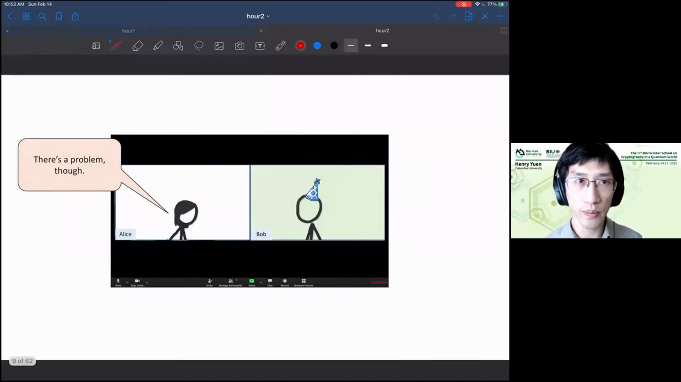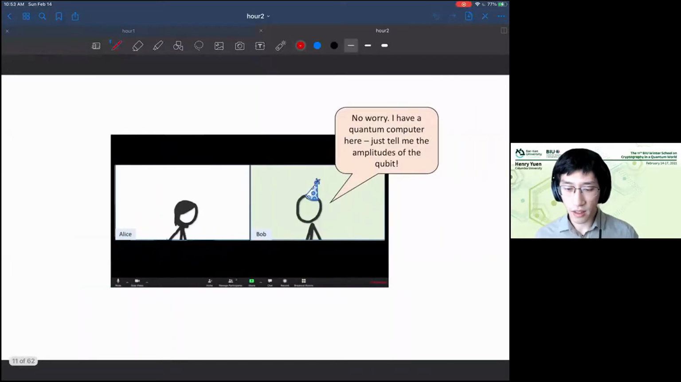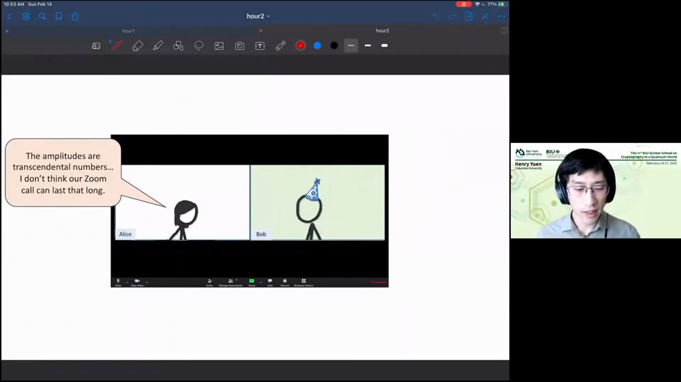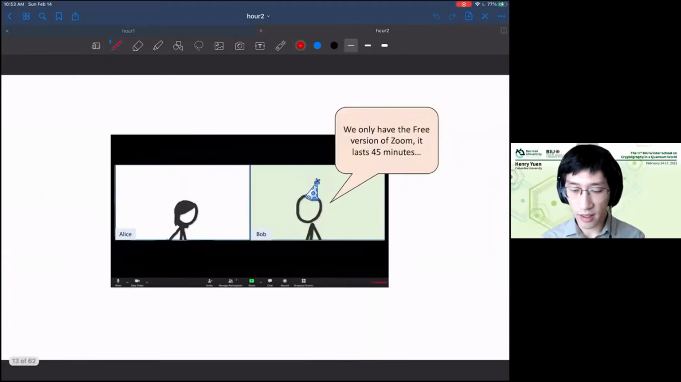There's a problem, though. It's a qubit. Oh, not to worry. I have a quantum computer here. Just tell me the amplitudes of this qubit and I'll make it myself, says Bob. Well, here's a problem. The amplitudes are transcendental numbers. There are infinitely many digits in these amplitudes. So I don't think our Zoom call can last long enough for me to tell you all these amplitude digits. And then Bob says, yeah, we only have the free version of Zoom, which only lasts 45 minutes. So it seems like we're in trouble here.